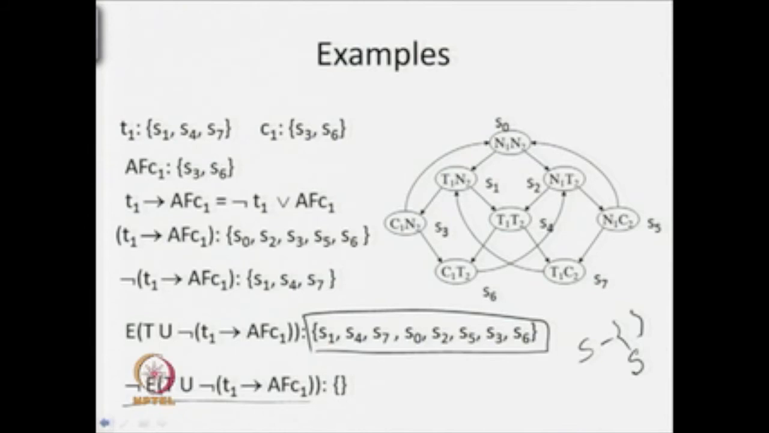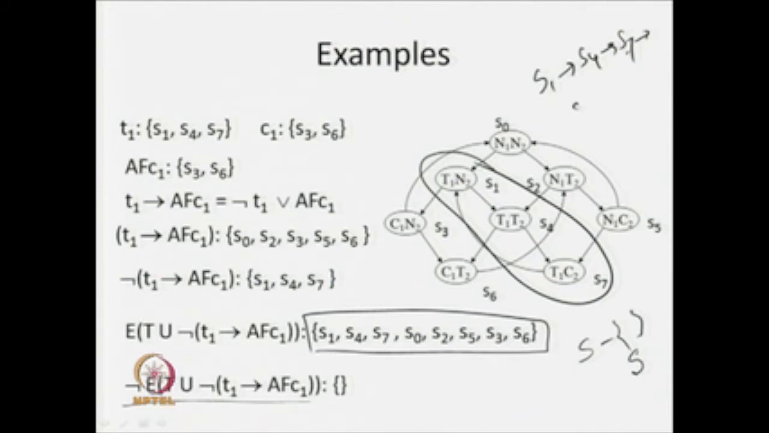Already we have explained that this is happening because of this particular loop. We are coming from S1 to S4, from S4 to S7, and from S7 again we go back to S1, like that. So, we get an infinite path in this loop. From any state, if you look into other states, for every state we are going to enter into this particular loop.